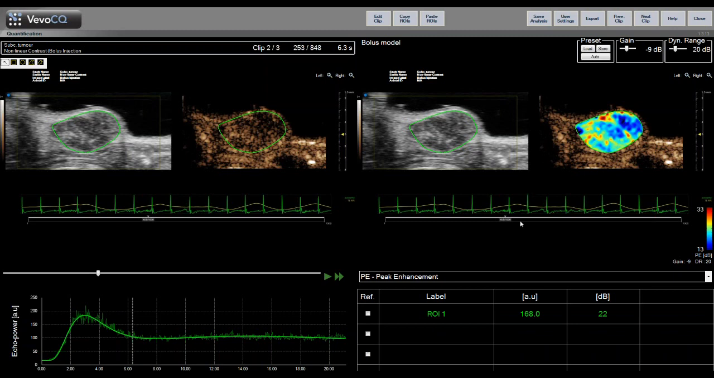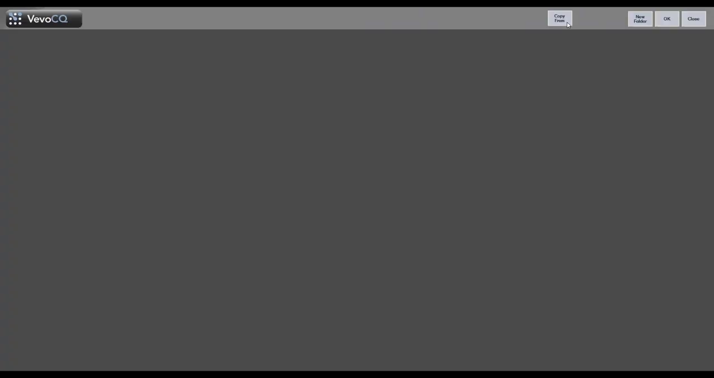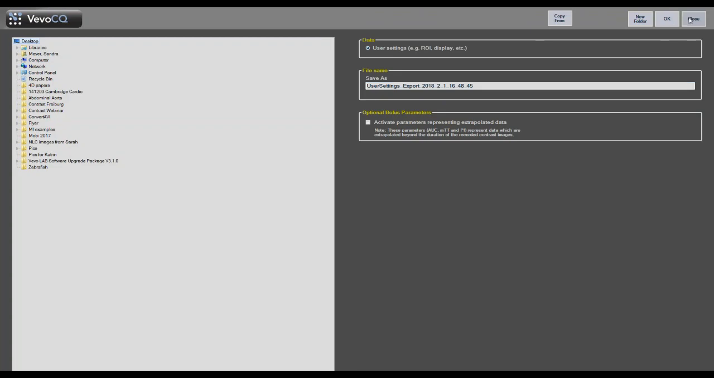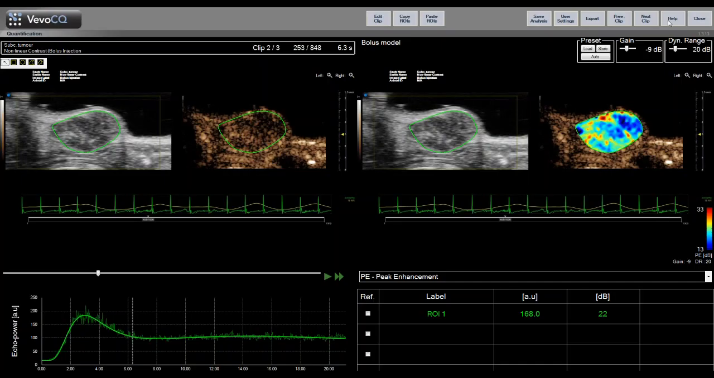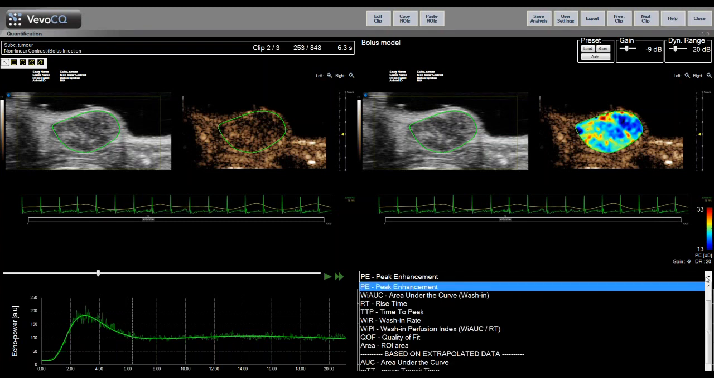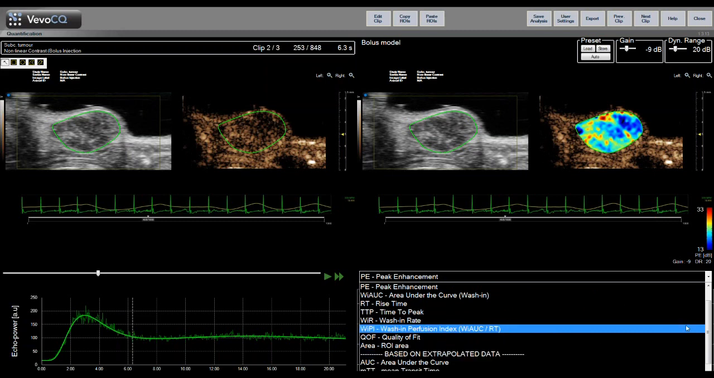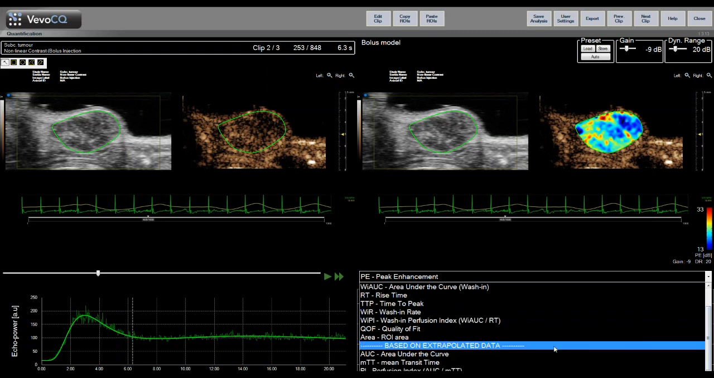There are a couple of other parameters available that are not based on the curve fit we are seeing here, but that are based on extrapolated data. If you go to the user settings, as I just did, and activate this button here, you can actually activate these parameters. And now if we go to the drop-down menu, you see you have these extra parameters here based on extrapolated data. This function is available, but I would always treat this information with a bit of caution.